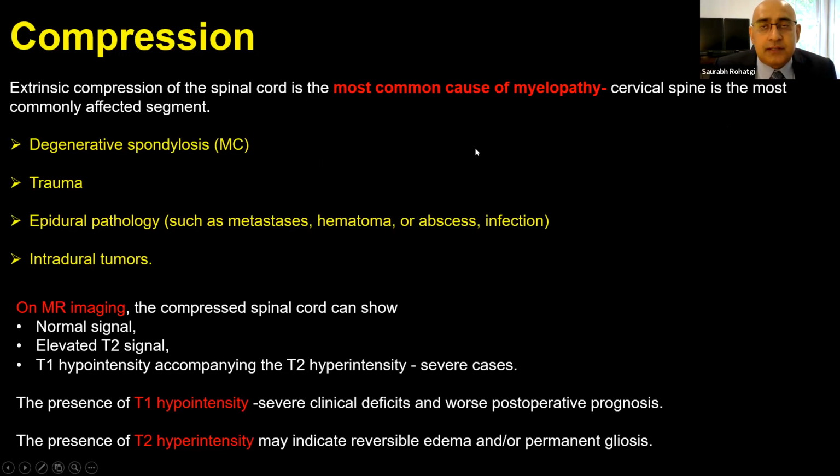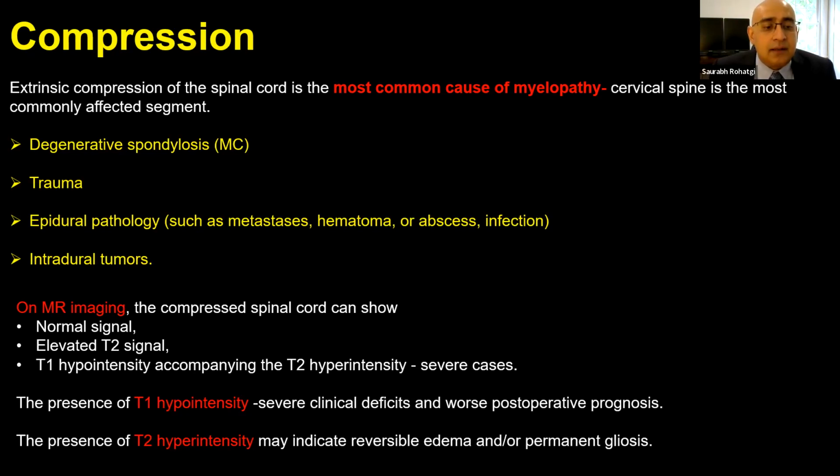So once you have excluded artifact as the cause of a T2 hyperintense signal change within the cord, the next thing that you have to rule out is compression. The common causes of compression include degenerative spondylolysis, trauma, epidural pathologies such as metastases, and intradural tumors.